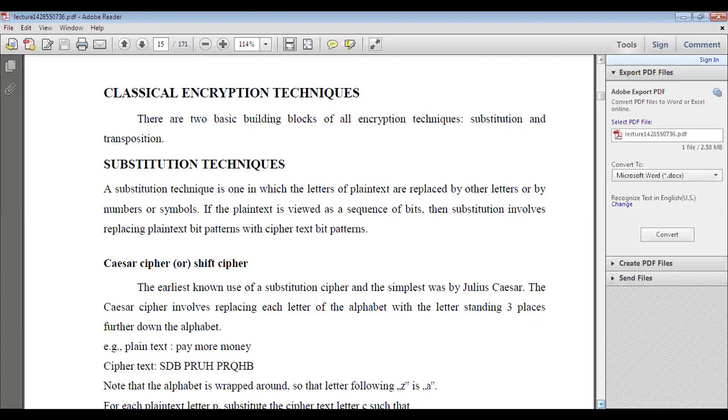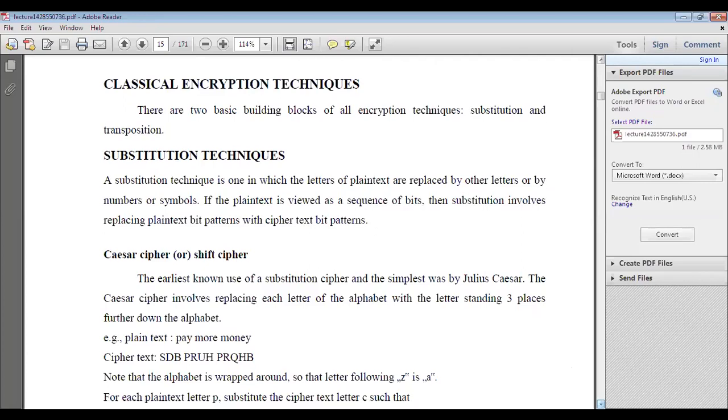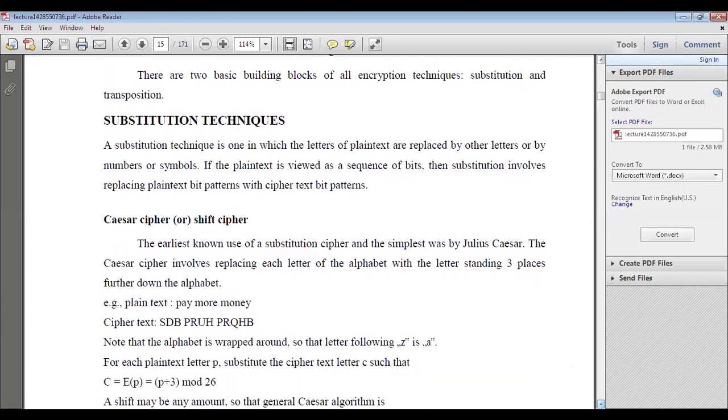Substitution techniques we divide, and one is the mono alphabetic technique. The substitution technique replaces letters with other letters or symbols. That type of technique is called the substitution technique. First, you discuss the mono alphabetic substitution technique, which is simply the Caesar cipher technique.